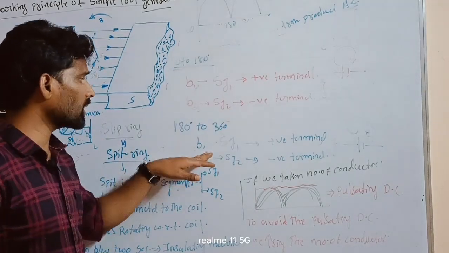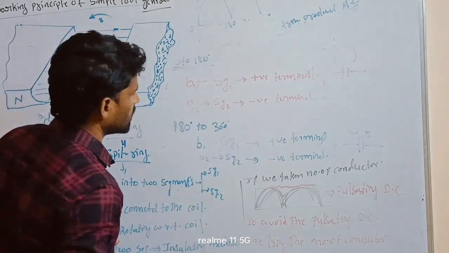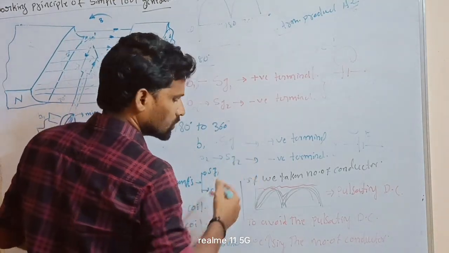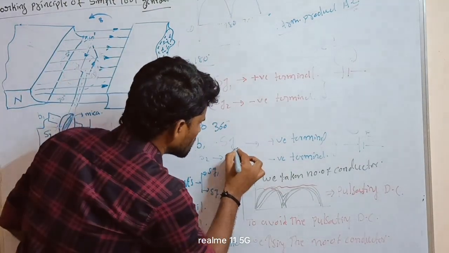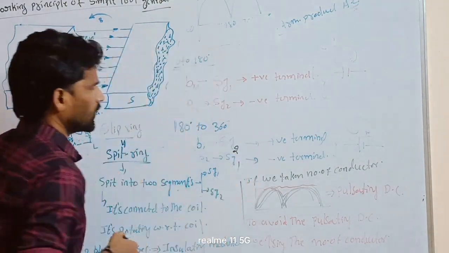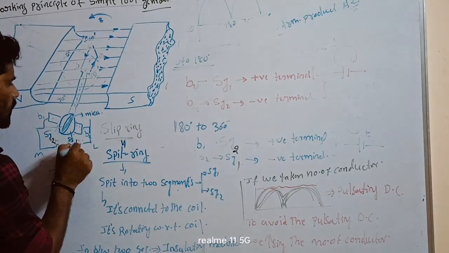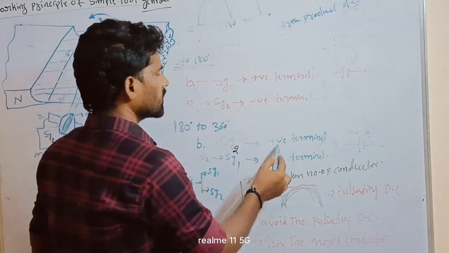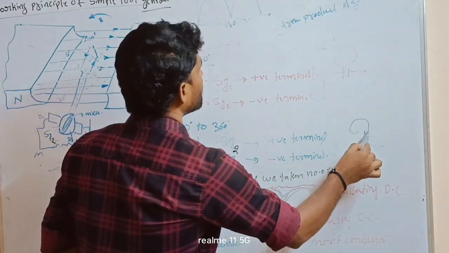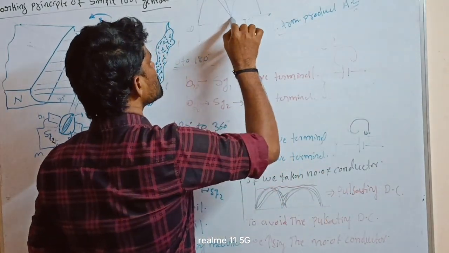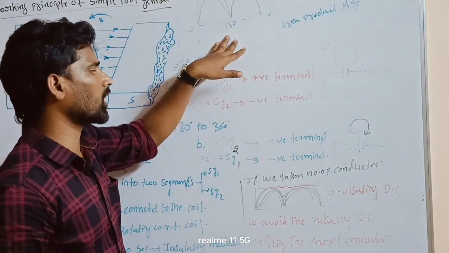So B1, SG1 to the positive terminal, B2, SG2 to the negative terminal. Sorry, here is a small mistake: segments 2 and 1 are interchanged. So B1 is positive, B2 is negative. The current always flows in the same direction. This is for a single conductor, a single coil.